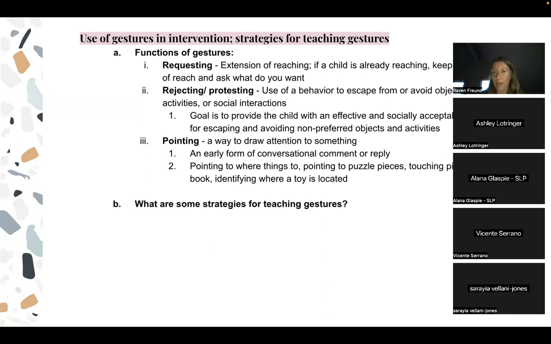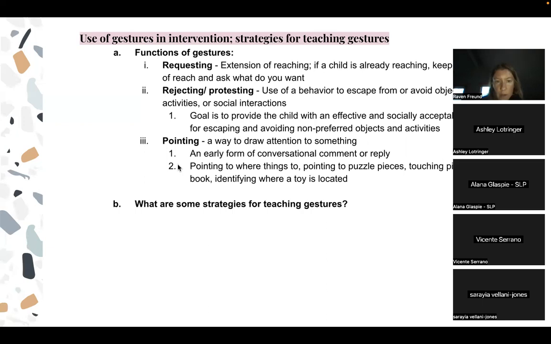That gesture, right? Our job is to increase social interactions and increase effective communication. And then pointing, a way to draw attention to something, an early form of conversational comment or reply. So yeah, we know that pointing is one of the first things that a child will develop.